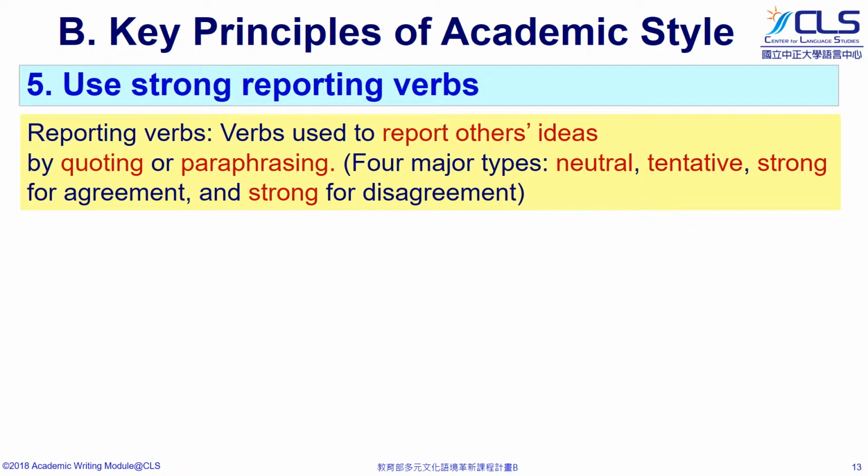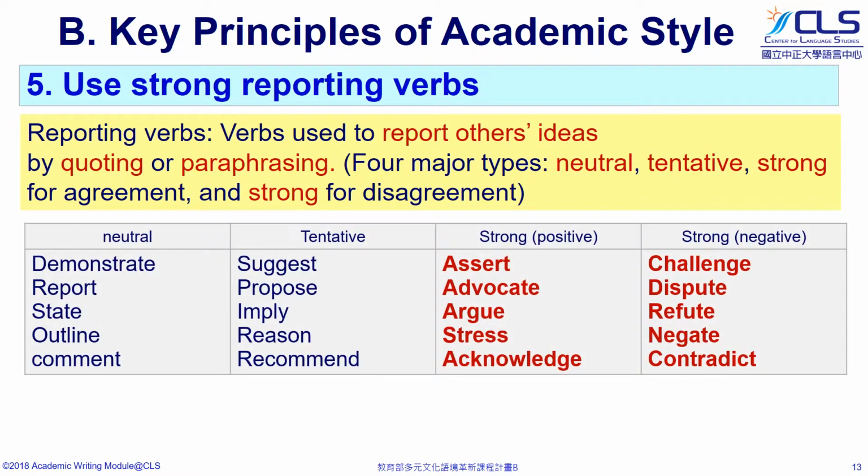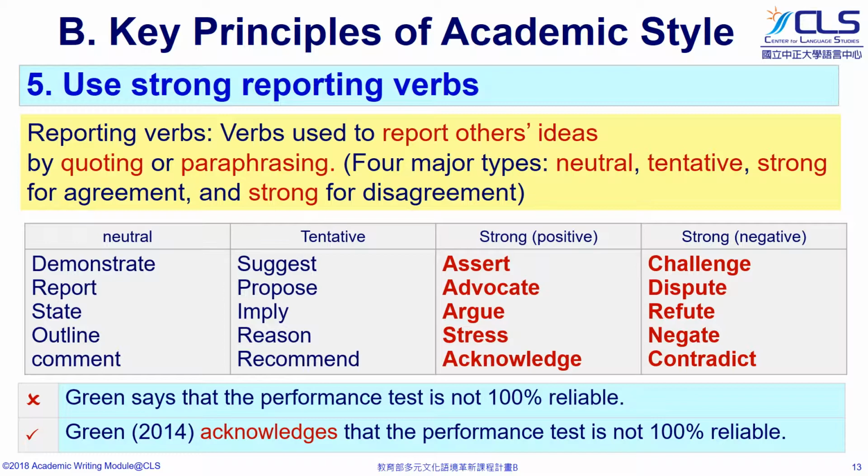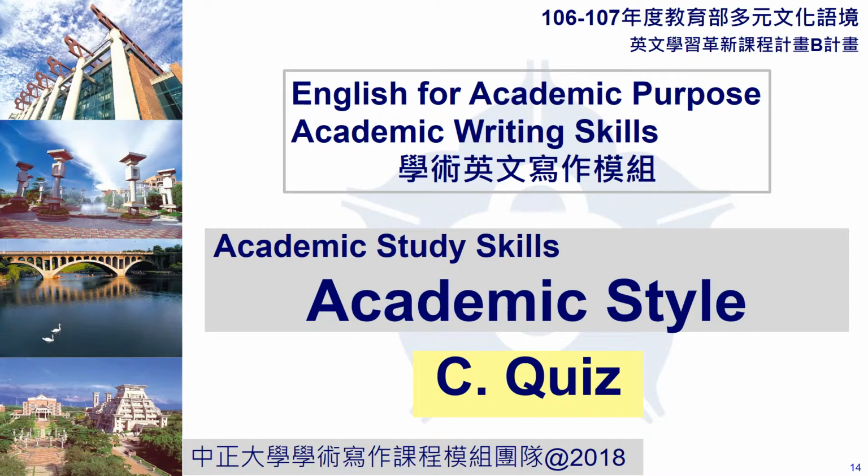The fifth, when we write in academic style, we use strong reporting verbs to report others' research. Reporting verbs are verbs used to report others' ideas by quoting or paraphrasing. There are 4 major types of reporting verbs: neutral, tentative, strong for agreement, and strong for disagreement. For example, instead of using the verb says, we can use the strong reporting verb acknowledges to show that we agree with Green's idea. So, after learning the key principles of academic style, let's move on to the quiz part to check our learning.